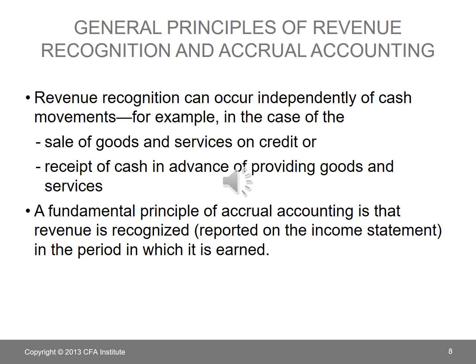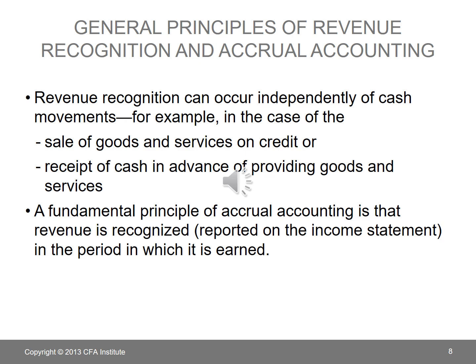Now we will look at some accounting issues that relate to income statements. Since revenue is the top line in an income statement, we will begin our discussion of line items in the income statement with the revenue recognition process. An important aspect concerning revenue recognition is that it can occur independently of cash movements.